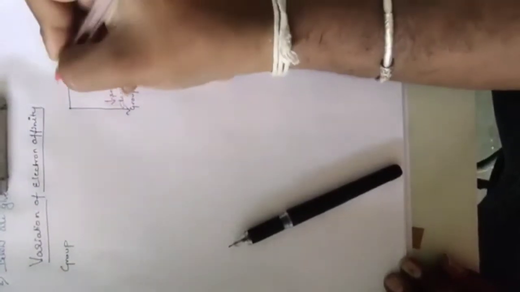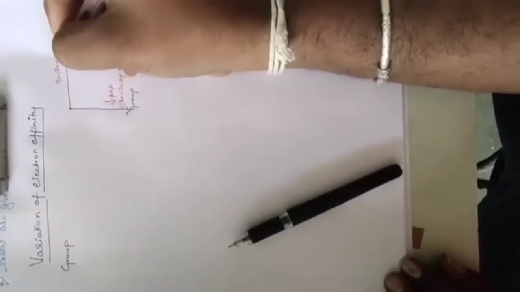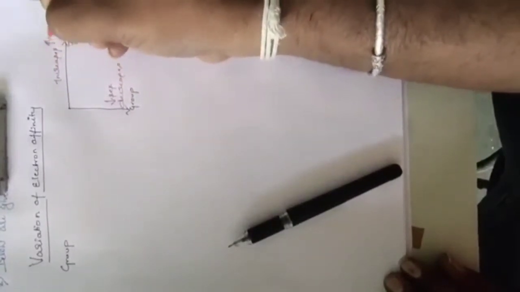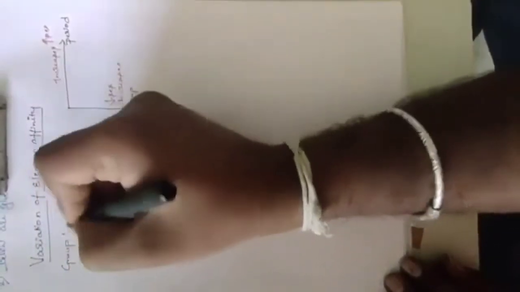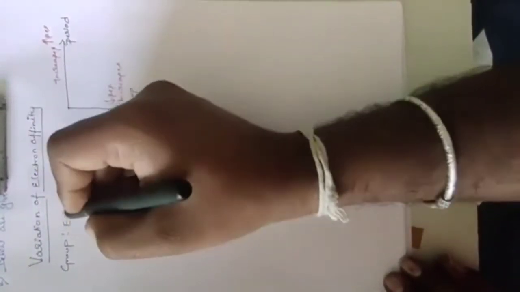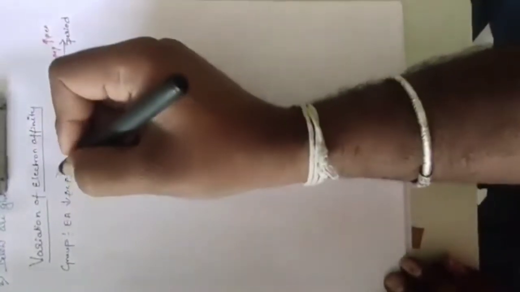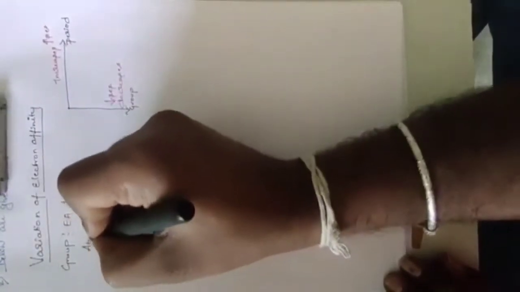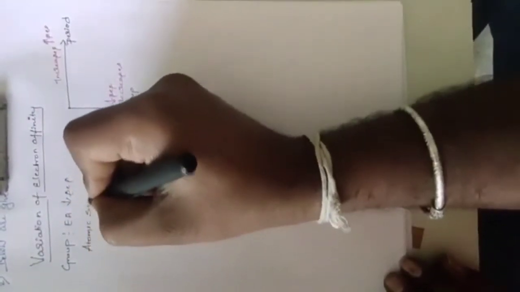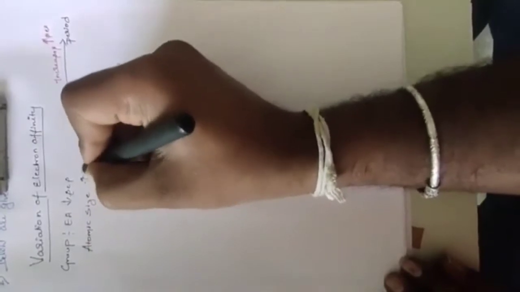If it decreases, it quite commonly increases. I will just write the sign. Then what will I want to write? Electron affinity decreases from top to bottom in a group. Why does it decrease? Because atomic size increases.